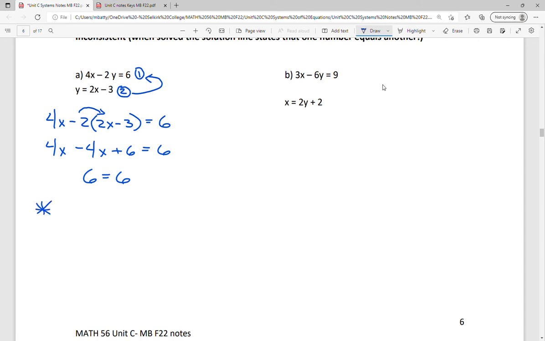Once you get to a line of truth, for example, 6 equals 6, 0 equals 0, whatever it is, when one thing equals another, it could even be 4x plus 2 equals 4x plus 2, right? Once you get down to something that's absolutely true, that tells you that this system is a dependent system.